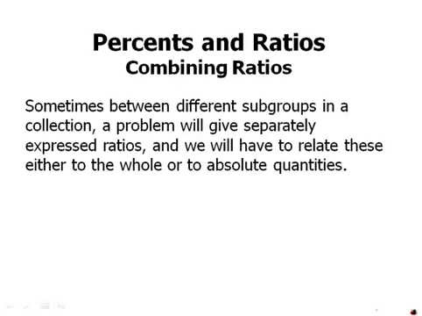Combining ratios. Sometimes between different subgroups in a collection, a problem will give two separately expressed ratios, and we will have to relate these either to the whole or to the absolute quantities, the absolute counts in the situations. So let's look at this. It can be a tricky situation.